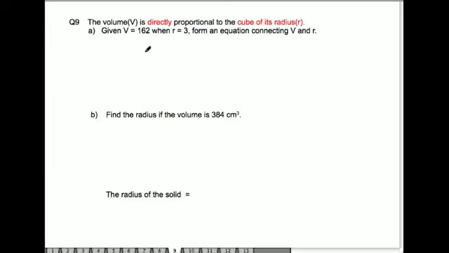In question 9, we have a direct proportion. We are given that V is directly proportional to the cube of its radius. The word directly tells us that V must be equal to a constant times the cube of its radius, which is r cube. Note that k is a constant.